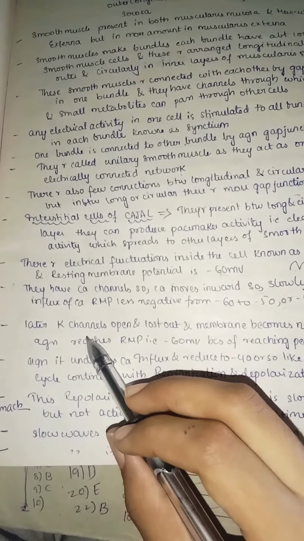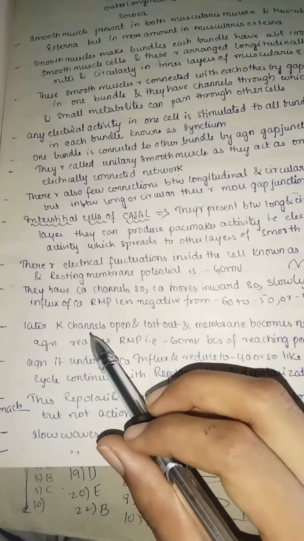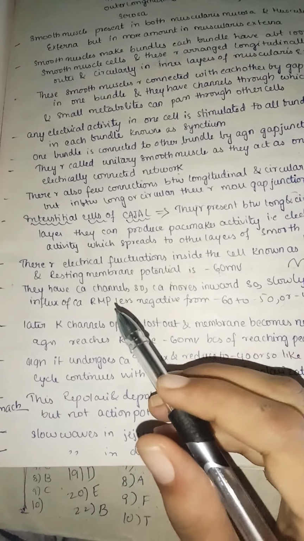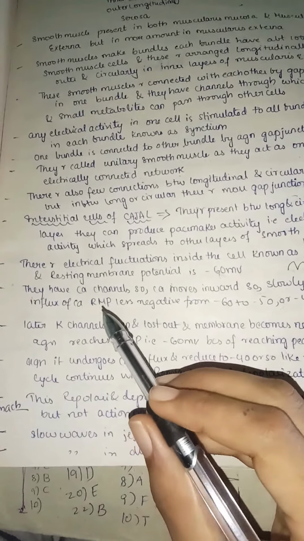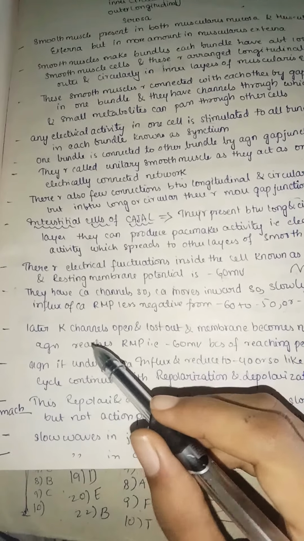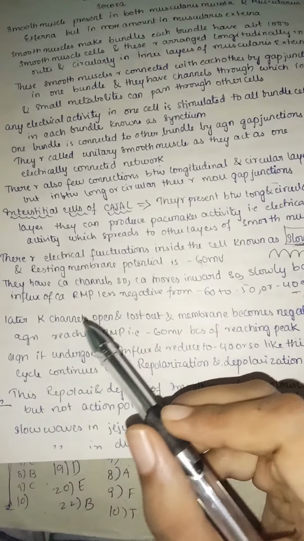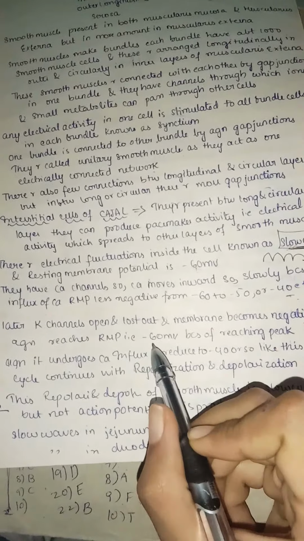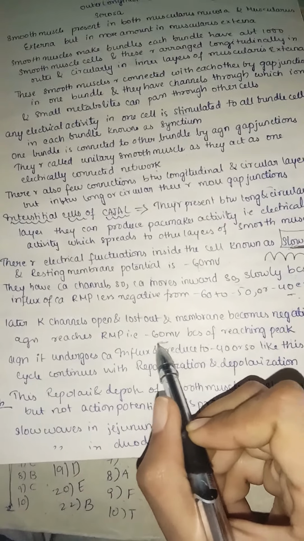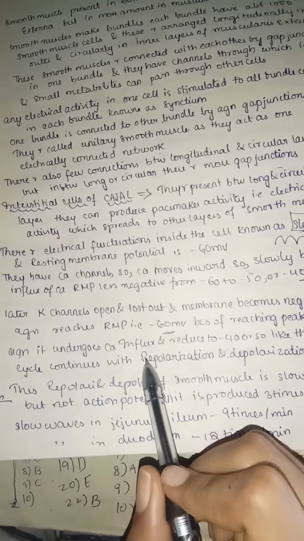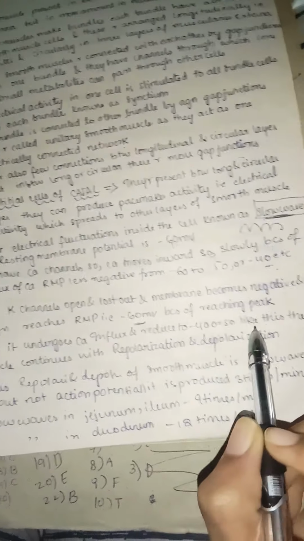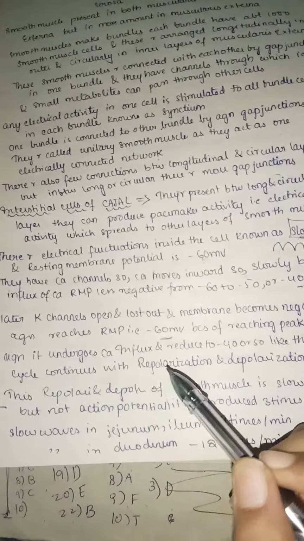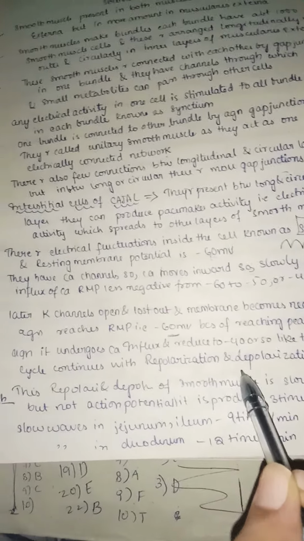Because of the opening of potassium channels, potassium tries to come out of the cell because of the concentration gradient, as potassium is more inside the cell. Because of this, the cell comes back to the resting membrane potential, that is minus 60. Then again it undergoes calcium influx and reaches the peak, reduced to -40 or so. So like this, there is a continuous cycle of repolarization and depolarization.